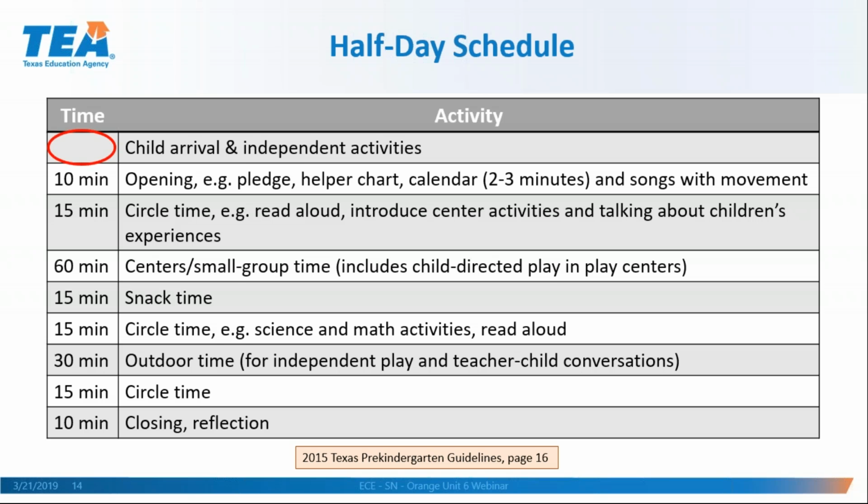There's no time there. But after that, the suggestion is to have an opening group time. And things that you might do there are perhaps the Pledge of Allegiance, or the helper chart, or the calendar, or some singing. So a little more active. And then the next thing would be the circle time. So the children would still be in group, you will notice, but one part of it was very active, and now the next part is going to be more quiet.